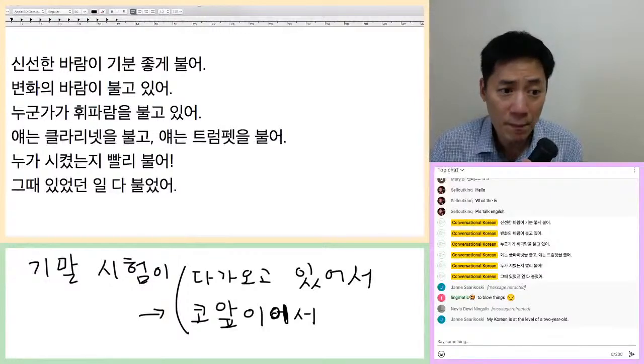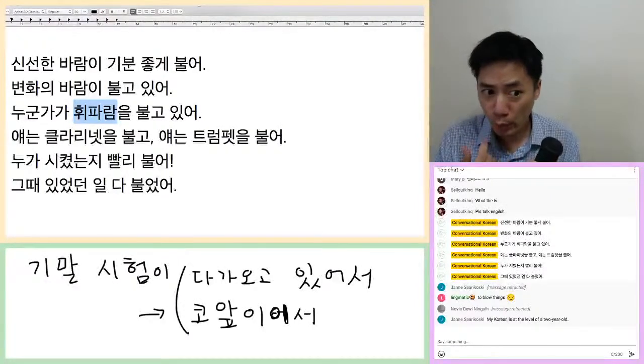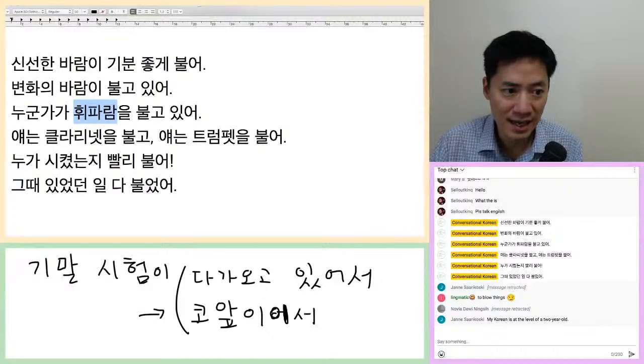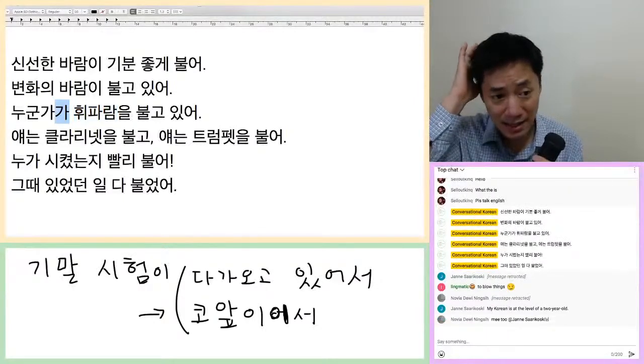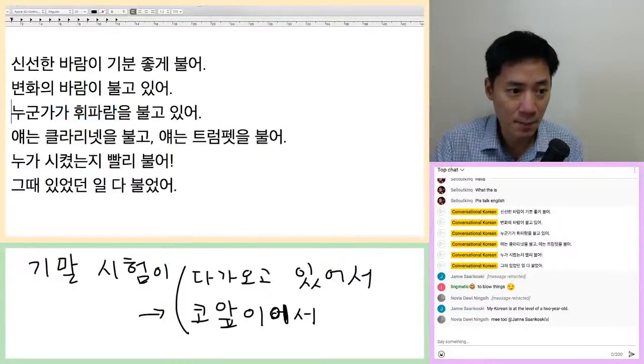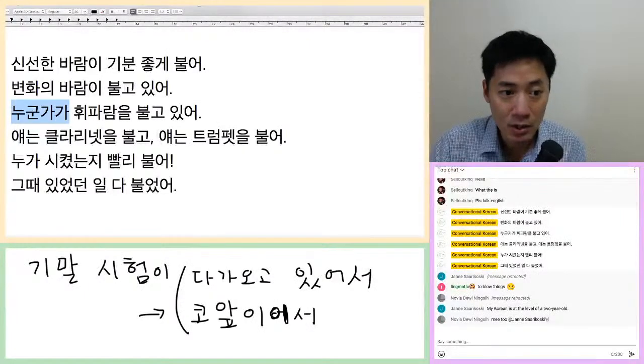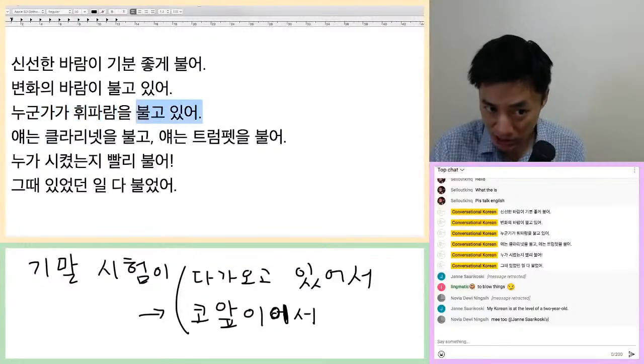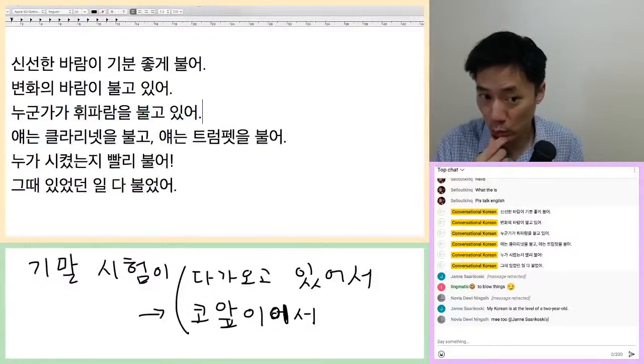And 휘파람 is like whistle. 누군가, and 가 is a particle, like somebody and the particle 가. So 누군가가 휘파람을 불고 있어. Someone is blowing a whistle.